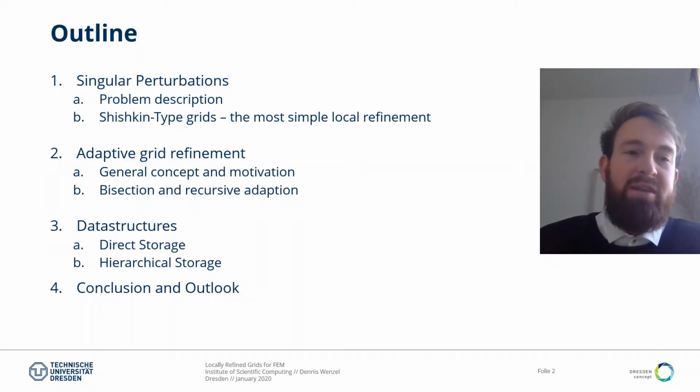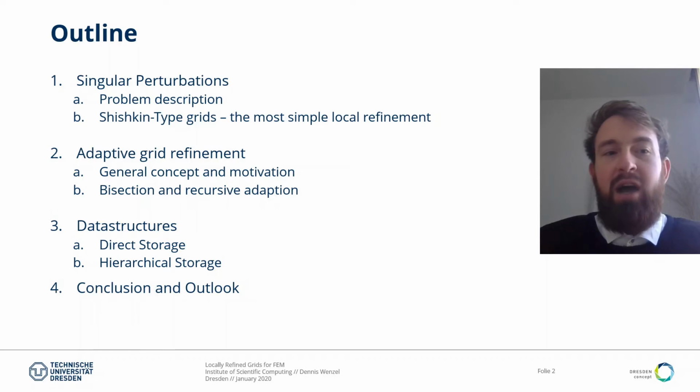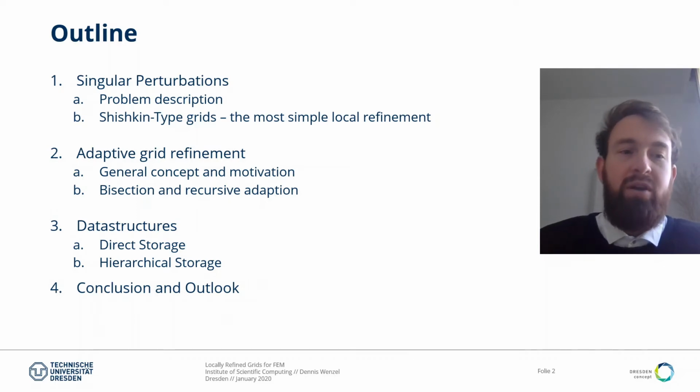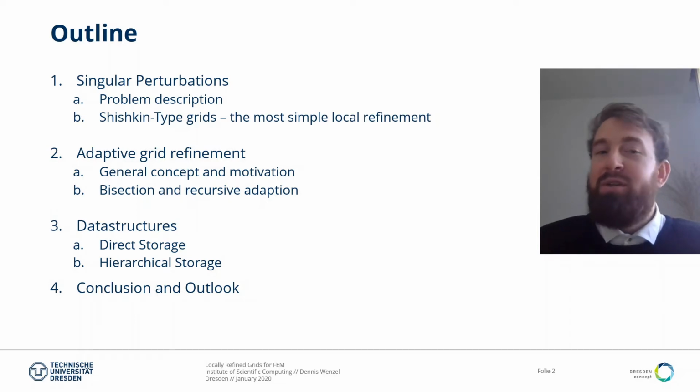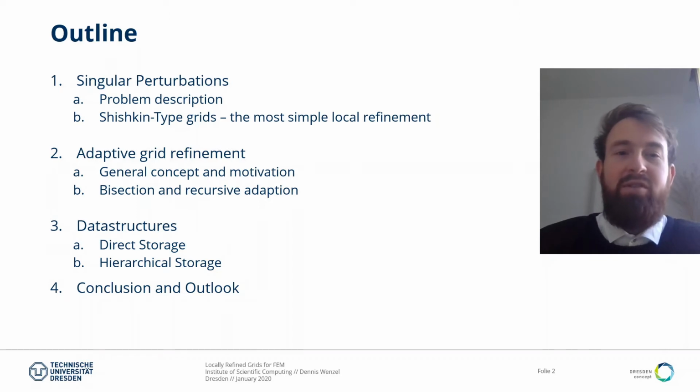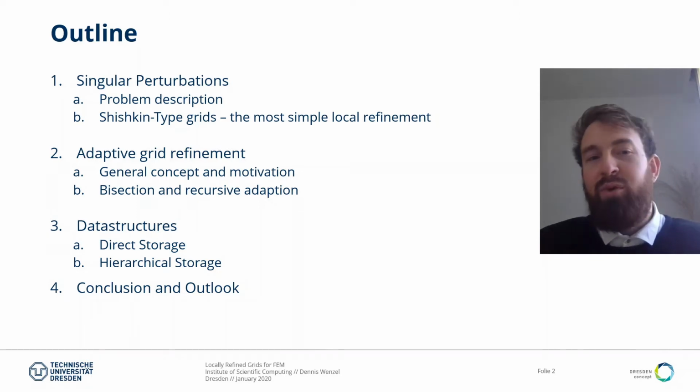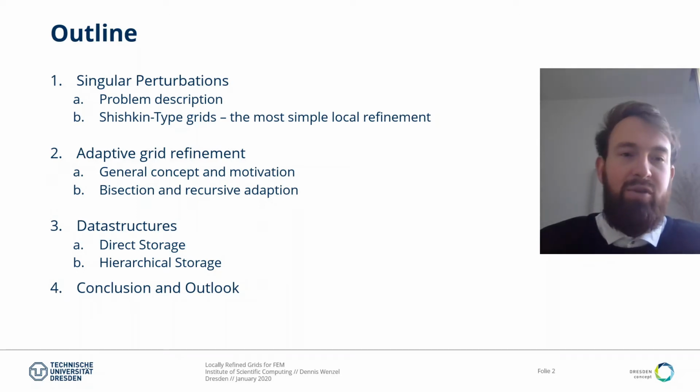And then we're talking about bisection. This is going to be the algorithm of choice when we locally refine grids. And we're talking about recursive adaption. So what to do with the grid in practice if you actually want to do some refinements.